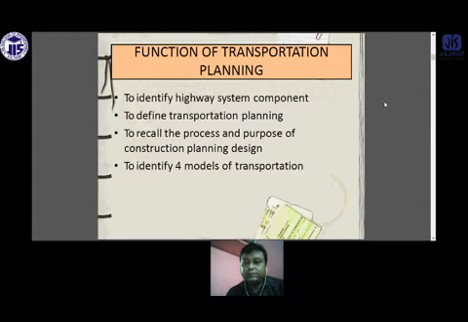The function of transportation planning is to identify the highway system components, to define transportation planning, to recall the process and purposes of construction planning design, and to identify four models of transportation. What are these four models? These are transportation demand models, or rather our transportation planning models. Based on these models, we find out which route to select and what the parameters are for selecting the route. These are trip generation, trip distribution, trip assignment and mode choice. These are the four important segments in transportation demand and the planning sector.